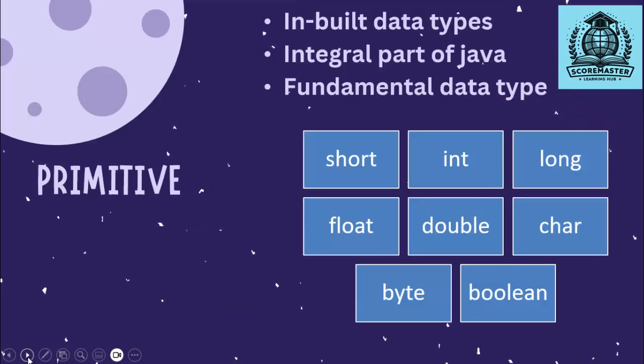First is the primitive data type. Primitive data types are otherwise called inbuilt data types because they are already inbuilt inside the system. It is an integral part of Java, and these are otherwise called the fundamental data types. Examples of primitive data types are short, int, long, float, double, char, boolean.